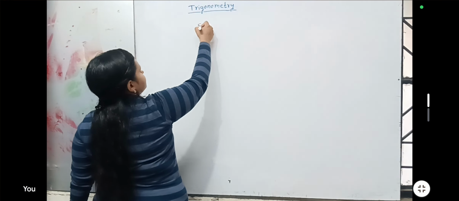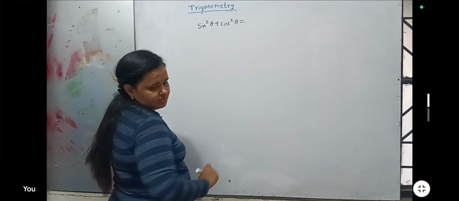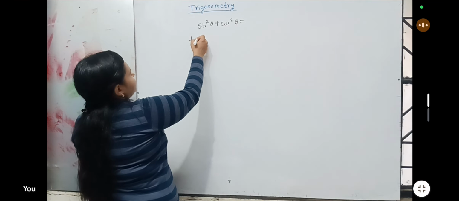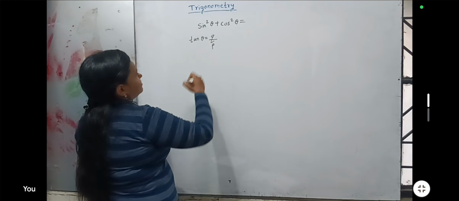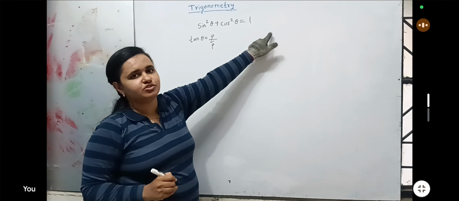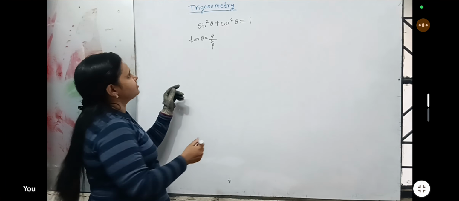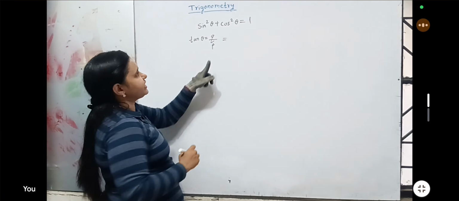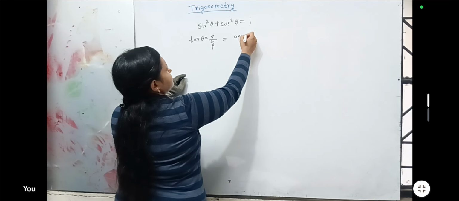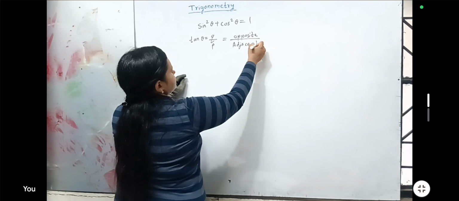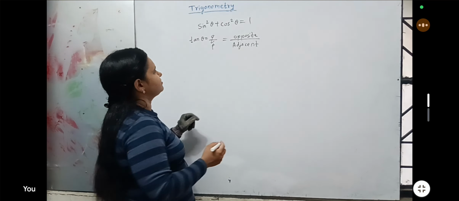Now next question. Sin square theta plus cos square theta, and we have given tan theta as q upon p. As it is an identity, we can directly write sin square theta plus cos square theta is 1. But if we want to solve it, how can we solve it? Tan theta is given q upon p. So actually tan theta is opposite upon adjacent.